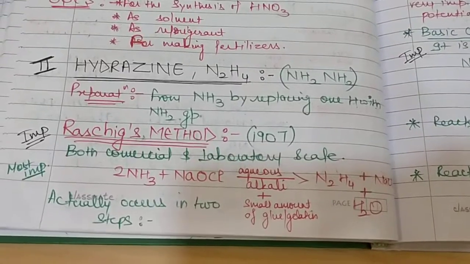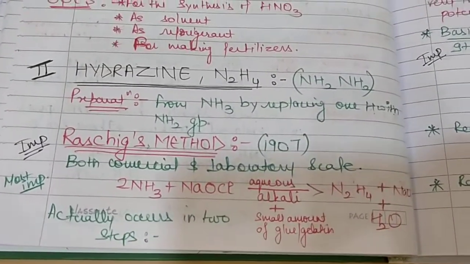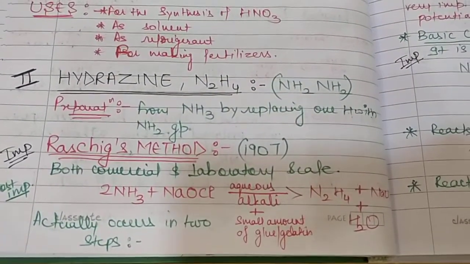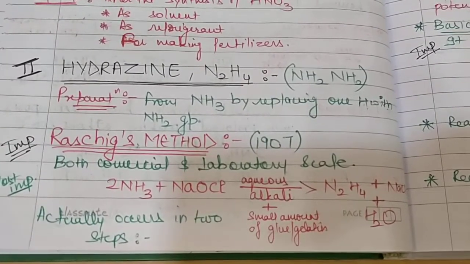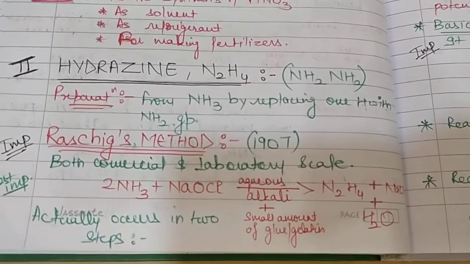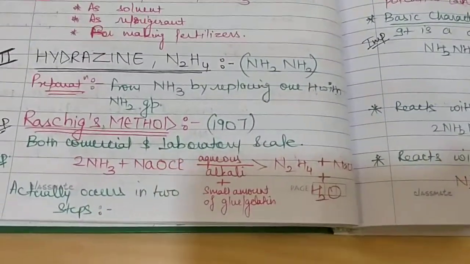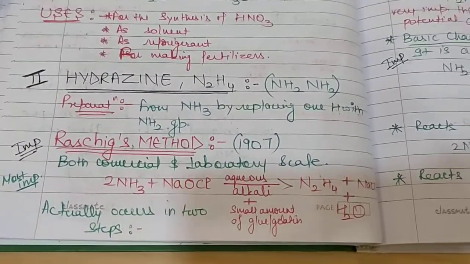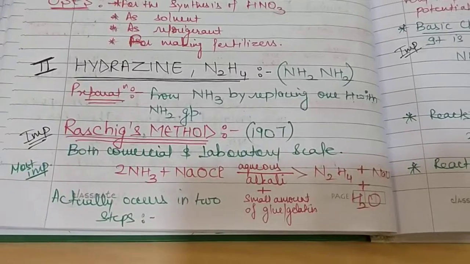Now the second hydride which is important out of group 15 elements is hydrazine. Hydrazine has the general formula N2H4. From ammonia, if we replace one hydrogen with an NH2 group, then it becomes hydrazine. Its preparation method is given by Raschig, also known as Raschig's method. It is used for both commercial and laboratory scale purposes.